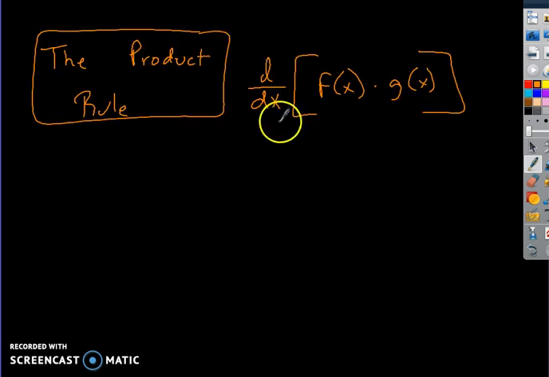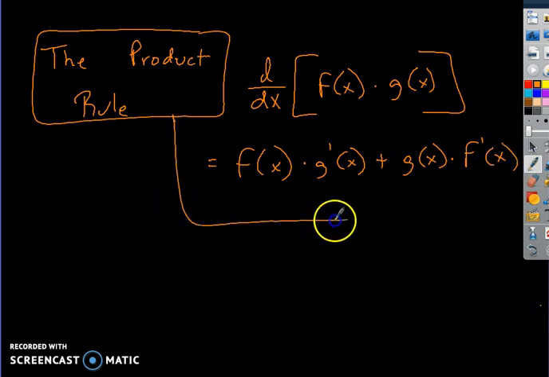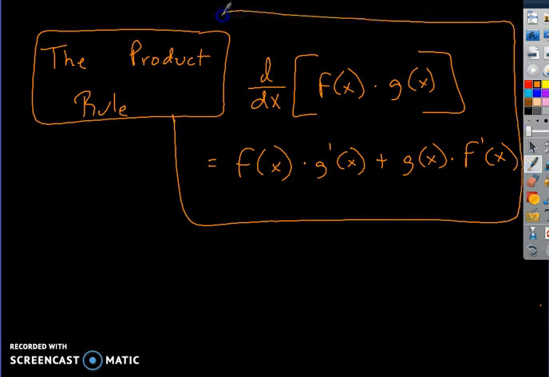Basically, I want to take the derivative of f of x times g of x. It's basically f of x times g prime of x plus g of x times f prime of x. So there's a little bit more to it when you multiply them. There's more to it than when just adding them. So this is the formula for finding the derivative if you have a product of two polynomials. All right, let's go on to the next one.